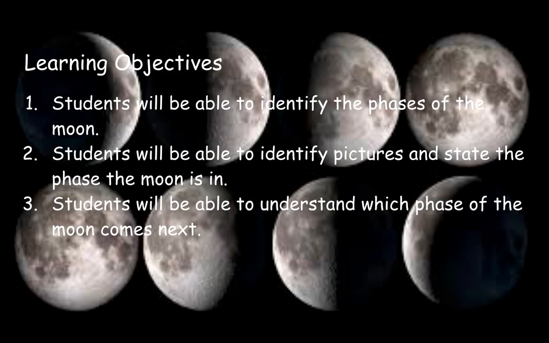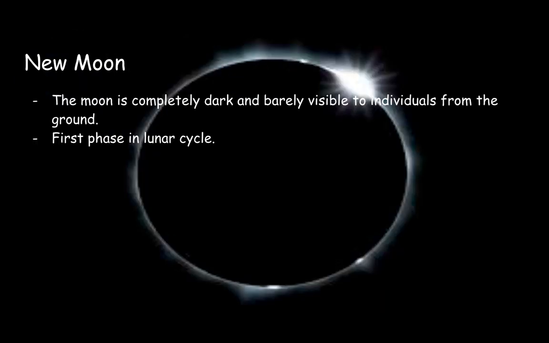For this lesson, there are key points you will need to learn and understand. The three objectives for this lesson are: students will be able to identify the phases of the moon, students will be able to identify pictures and state the phase the moon is in, and students will be able to understand which phase of the moon comes next.